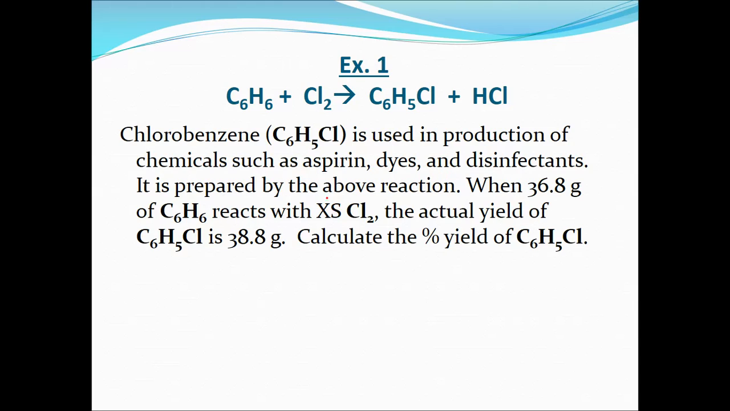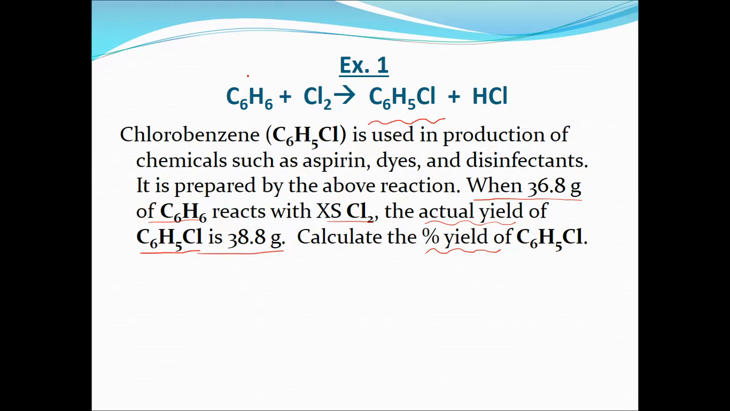It goes on to tell you that it is prepared, because notice it is a product, it is prepared by the above reaction. It says when 36.8 grams of C6H6 reacts with excess chlorine, the actual yield of the C6H5Cl is 38.8 grams. Calculate the percent yield of the C6H5Cl.